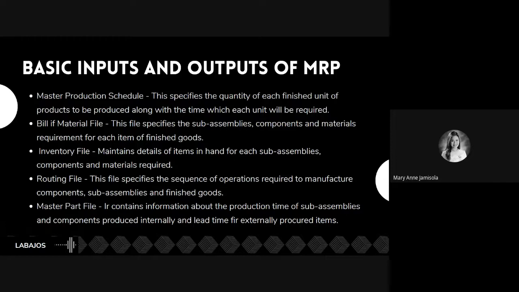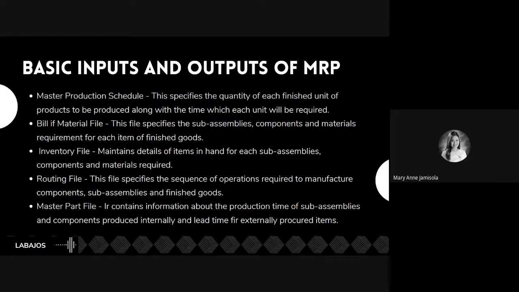Bill of material file. This file specifies the sub-assemblies, components, and materials requirement for each item of finished good. So for each item of finished good, it will actually list what are the raw materials needed and the quantity of the raw materials needed for that particular finished good. And then it will also give us an inventory file. MRP maintains details of items on hand for each sub-assemblies, components, and materials required. So this gives us the information on the balance or the level of inventories that we currently have.